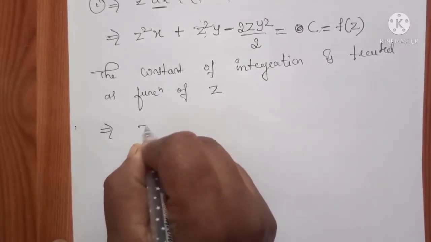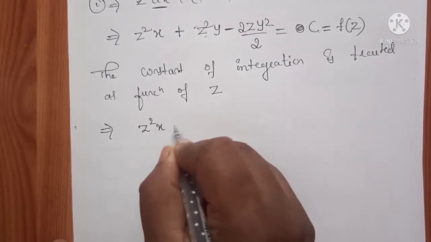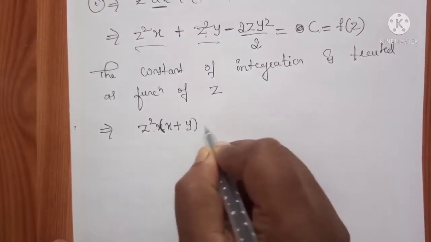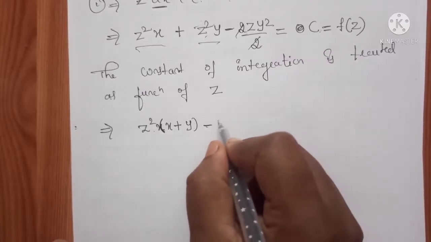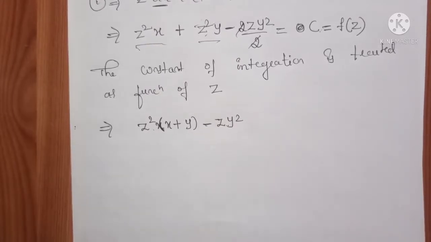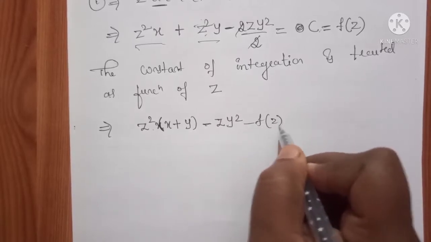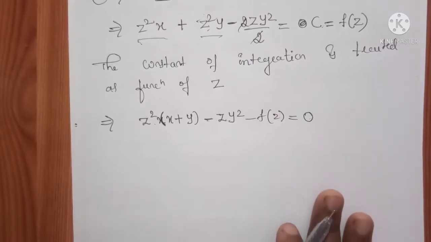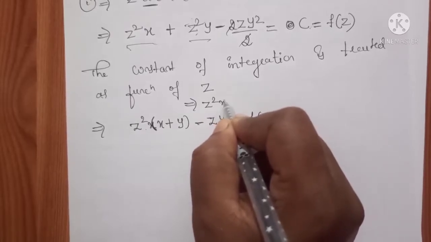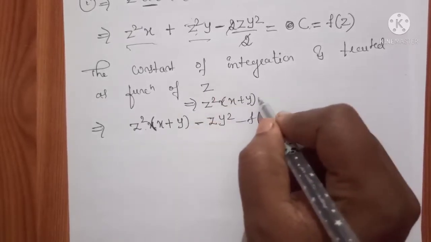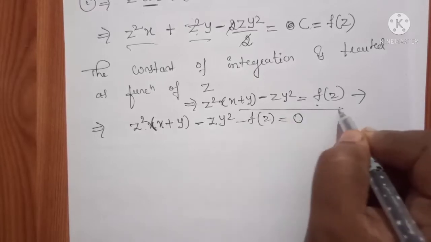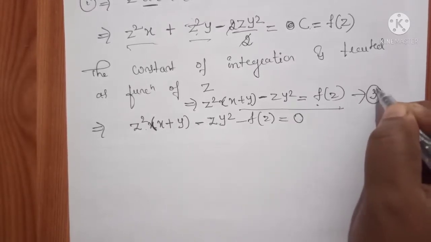So simplifying, we get z² x, or you can write z² x, z can be taken common, we get x plus y. Here 2 cancels, we get minus zy² minus f of z equals 0. Or before this step we can write z² x plus y minus zy² equals f of z, that is the function value. So this is also important, so we consider this as equation 3.